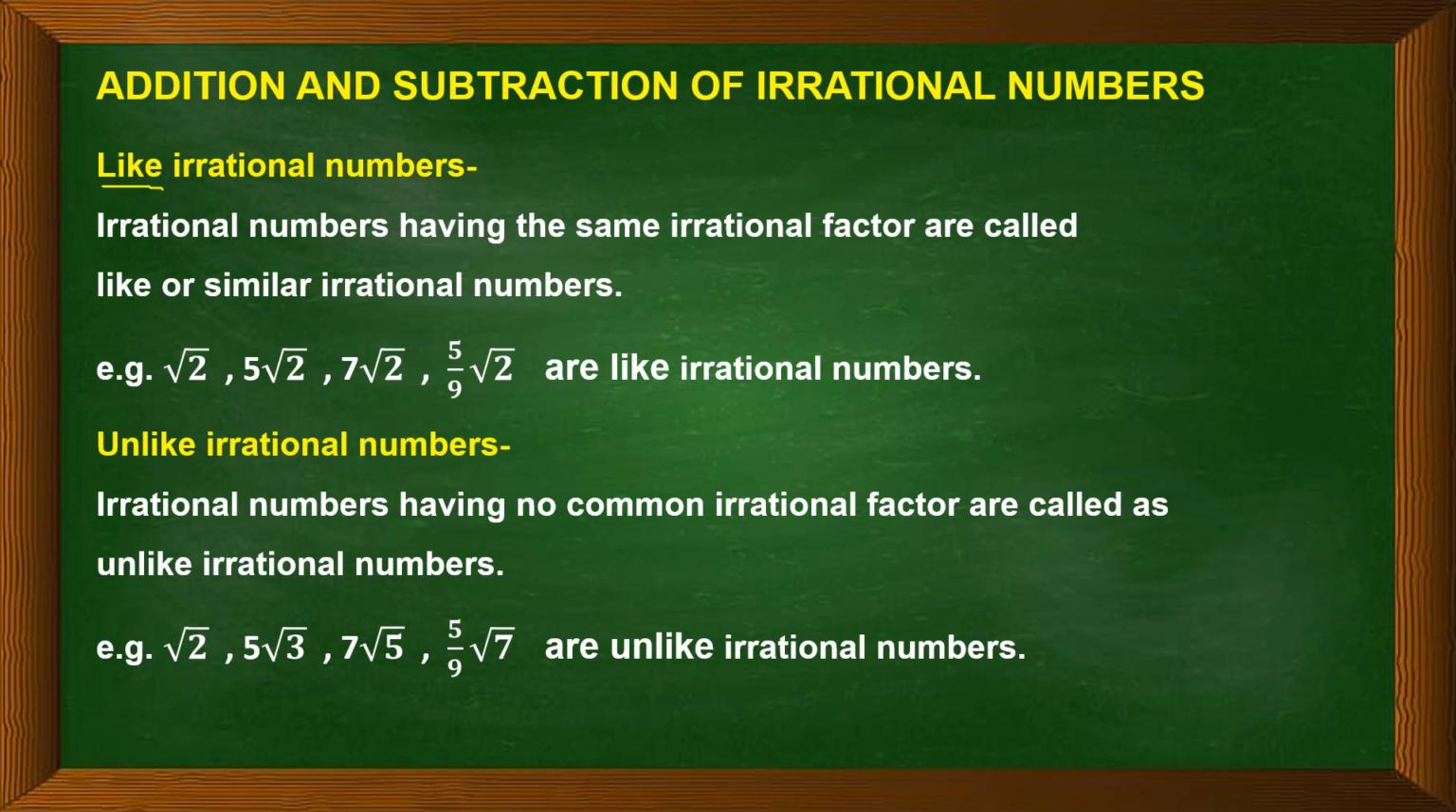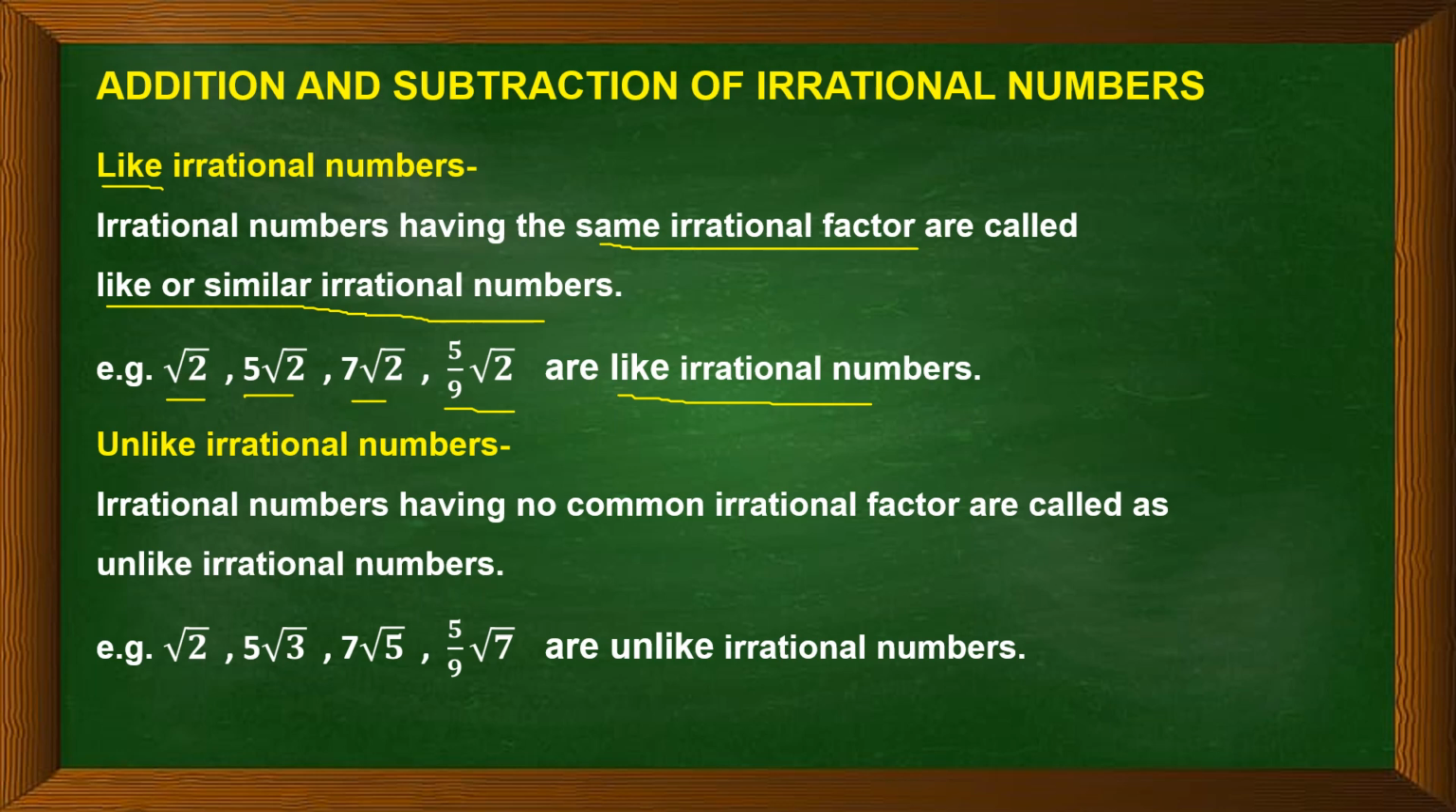Now, first of all, what are like irrational numbers? Irrational numbers having the same irrational factor are called like or similar irrational numbers. For example, root 2, 5 root 2, 7 root 2, 5/9 root 2. These are all like irrational numbers because they have the same, or we can say the common, irrational factor, that is root 2.